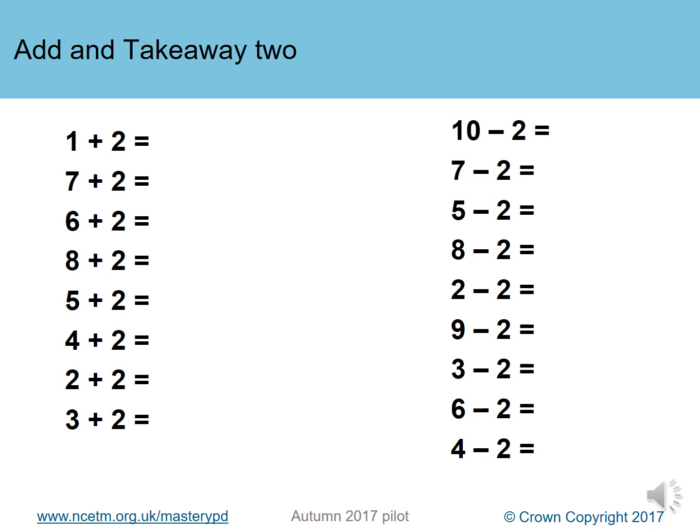Remember, if you add 2 to an odd number, you get the next odd number. If you add 2 to an even number, you get the next even number. And if you take away 2 from an even number, you get the even number that comes before. And if you take away 2 from an odd number, you get the odd number that comes before. Alright, so have a go.